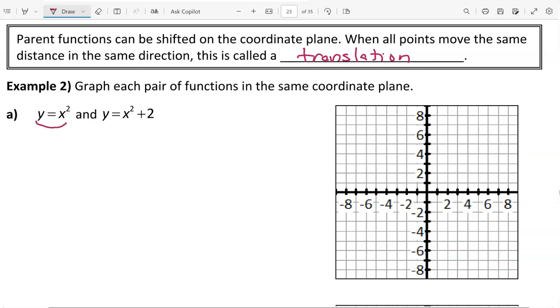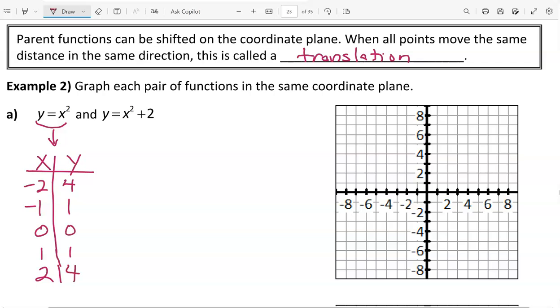y equals x squared is the parent function that you graphed in the introductory lesson. So I'll make a table of values for y equals x squared. And when we square numbers, it's important that we see a couple of negatives and a couple of positives. So I'll use -2, -1 for our negative numbers, 0 for in the middle, and 1 and 2 for the positive numbers. Let's square those numbers, multiply them by themselves, and that will give us our y values.